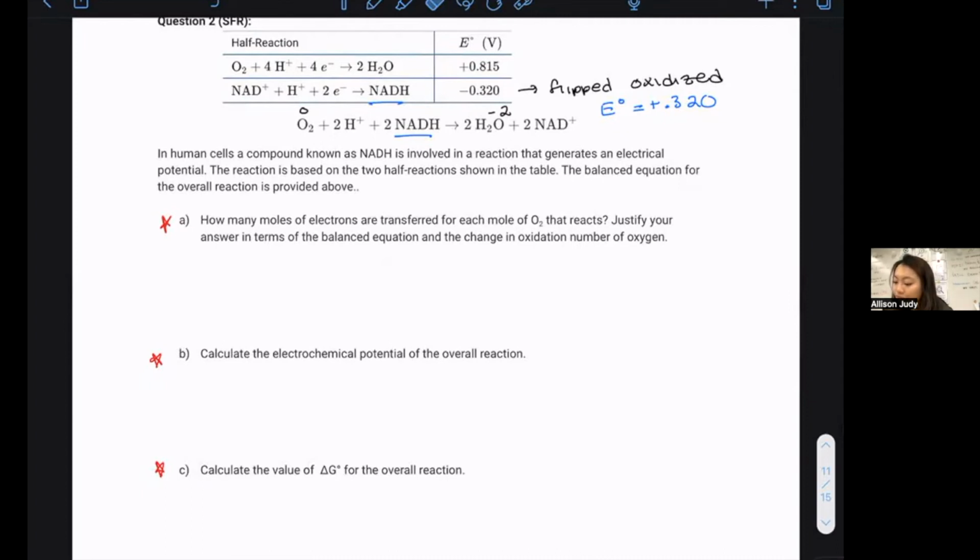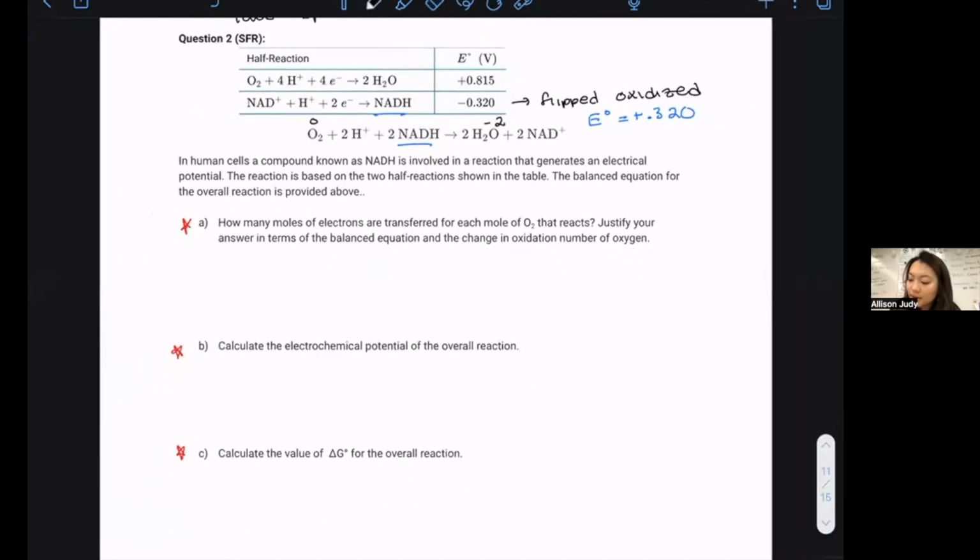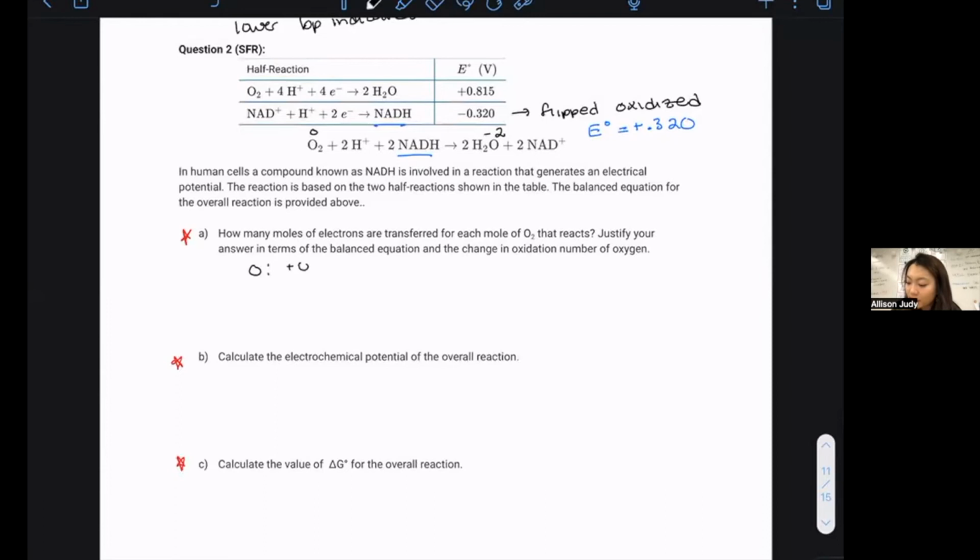So what you see here is that the oxidation state for each oxygen atom in diatomic oxygen is 0. And for the single oxygen atom in H2O, it's -2. So oxygen is reduced, going from a 0 to a -2 oxidation state. But according to the half reaction, we're told that in order for this to be electronically balanced, 4 electrons are transferred.